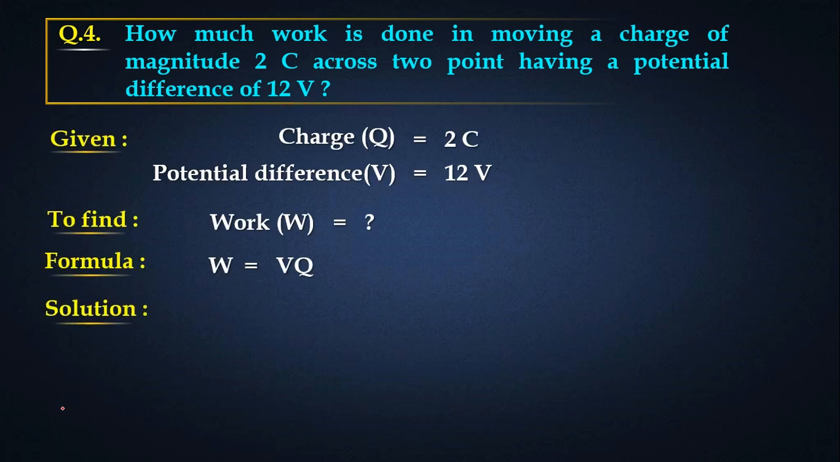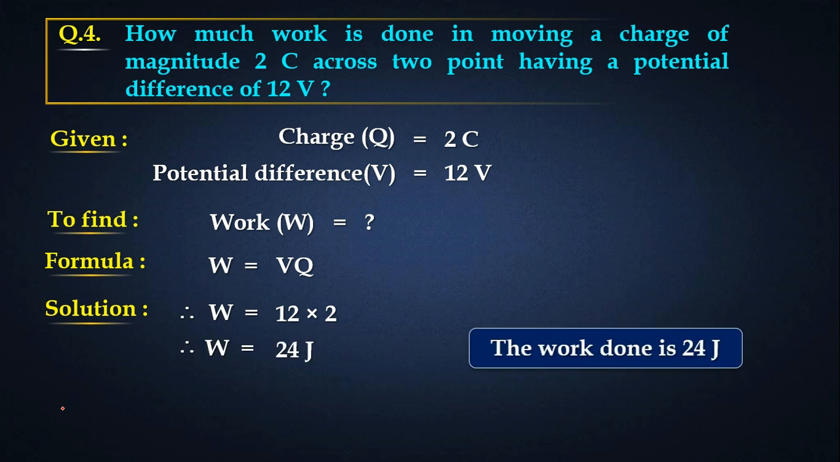So work done is equal to P into Q, that is equal to 12 into 2, that is equal to 24 joules. The work done is 24 joules.